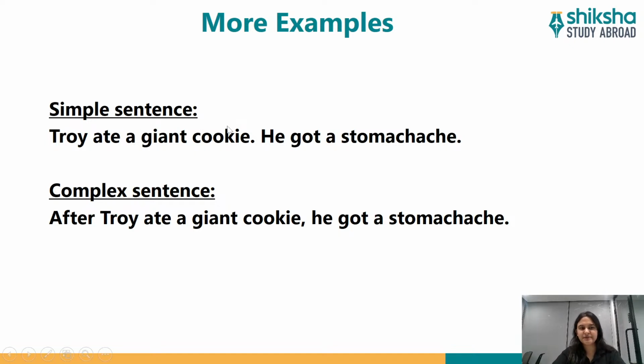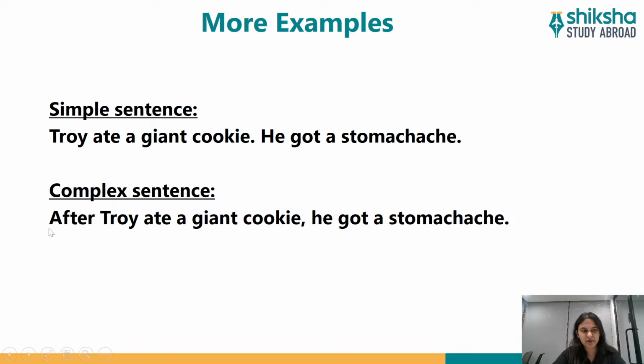So there is a simple sentence which I have taken first of all. Let me read it out for you. Troy ate a giant cookie. He got a stomach ache. Right? So these are two simple sentences you can see here. Now let's see how we have converted these two simple sentences into one complex sentence. How can you actually make a complex sentence out of the simple sentence?